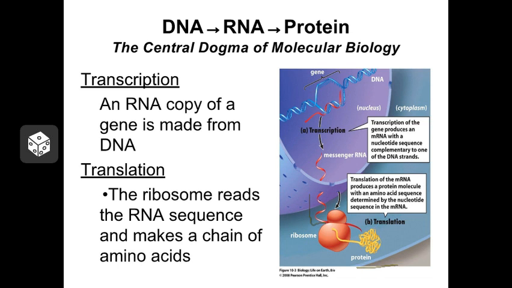We can summarize this entire process by saying that DNA leads to RNA and RNA leads to protein. Sometimes this rule is referred to as the central dogma of molecular biology, because if you can control this process, you can essentially control the cell.